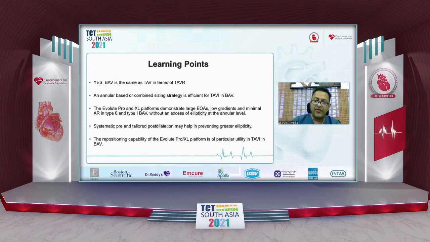So, according to me, Evolut is one of the valves to go for in bicuspid anatomies, and it's a very forgiving valve.